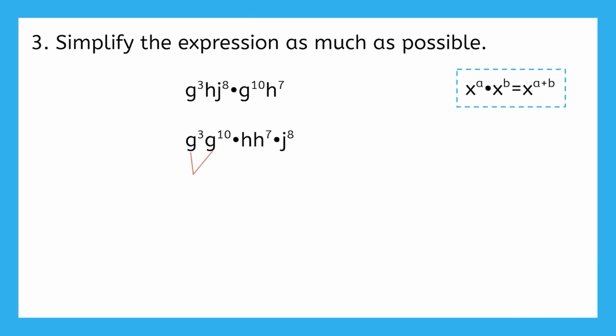G cubed times g to the 10th becomes g with an exponent of 3 plus 10, or 13. H by itself really has an exponent of 1 times h to the 7th becomes h with an exponent of 1 plus 7, or 8. And we didn't have to do anything with j because it already has just a single exponent, so this stays as j to the 8th. My variables are in alphabetical order, so this is my final answer.